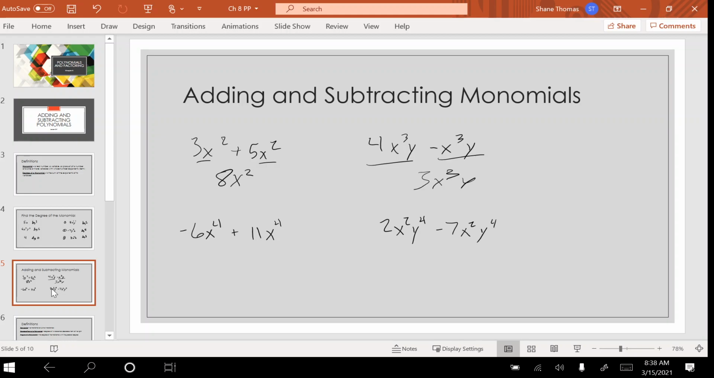Where are you getting 3 at? It's x to the third and x to the third. Adding like terms, you add the coefficients. What's a coefficient? It's not multiplication. 4 minus 1. You don't touch the letters. We're talking about combining like terms, x to the third. They're like terms.